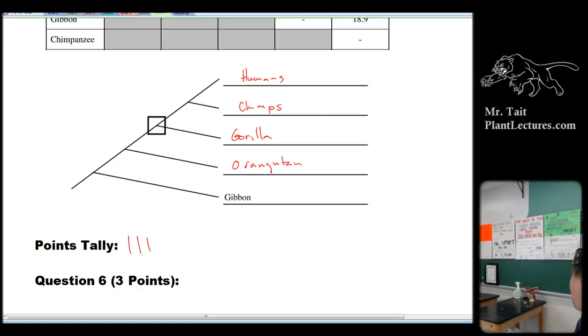And then the last part says, in the cladogram, draw a circle around all the species that were descended from the species indicated in the node within the square. Again, this makes much more sense to do on a phylogenetic tree rather than a cladogram. But again, we're just going to roll with it. So we would say that the gorilla, the chimp, and the human all were descended from this node here. 1 point for that.